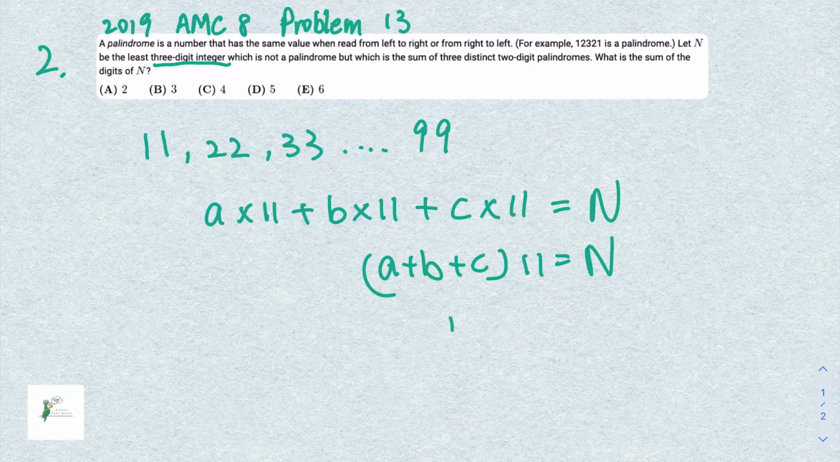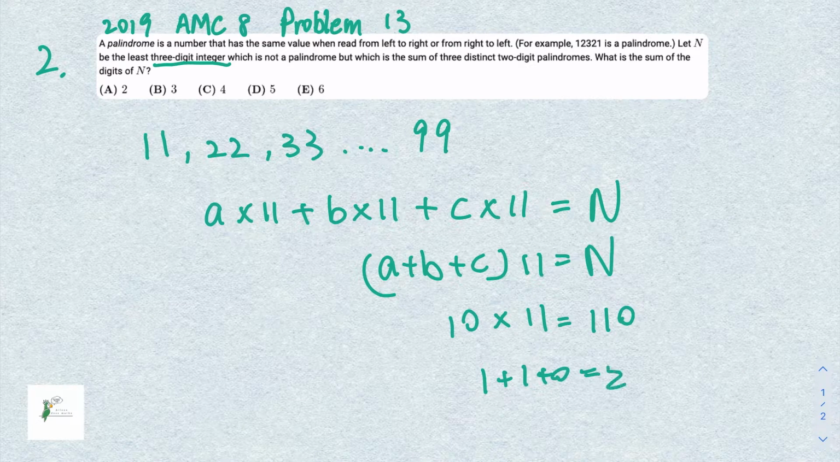So what is the least number times 11 that makes n a 3-digit integer? Well, obviously it's 10. If you multiply 9 by 11, it's 99. So 10 times 11 is 110. So we now know that n is equal to 110. So the sum of the digits, 1 plus 1 plus 0, is 2. So we very easily find the answer to this question is A.